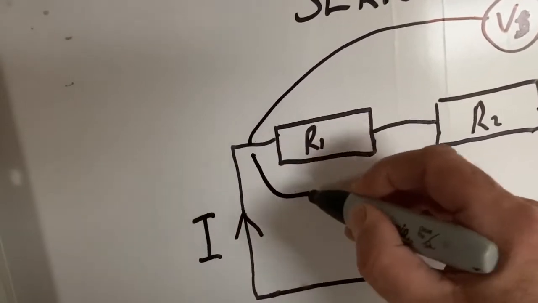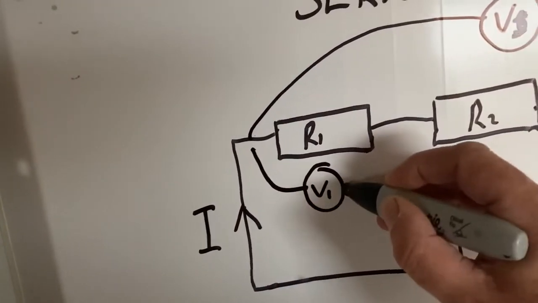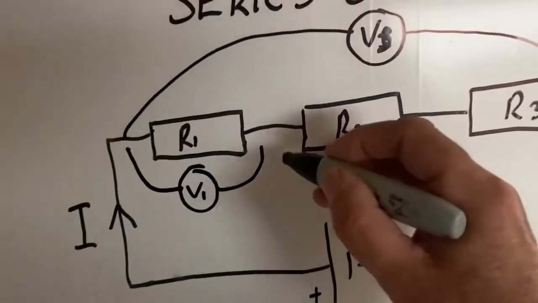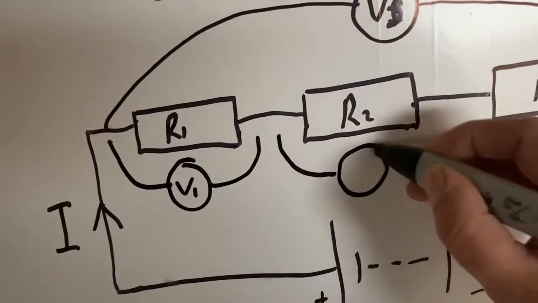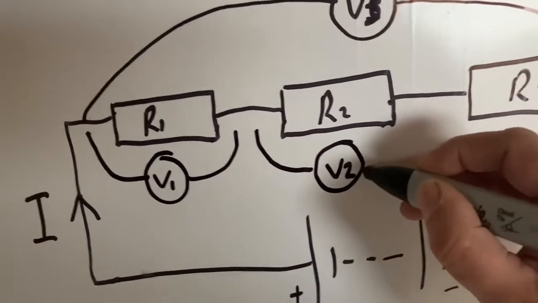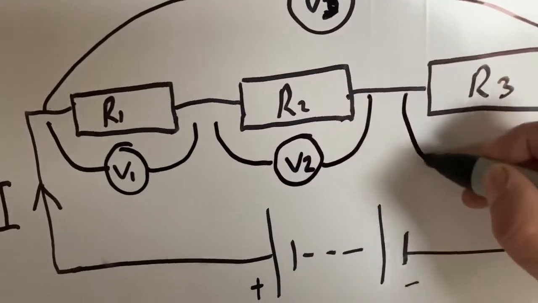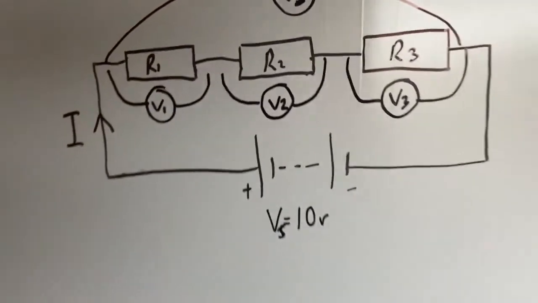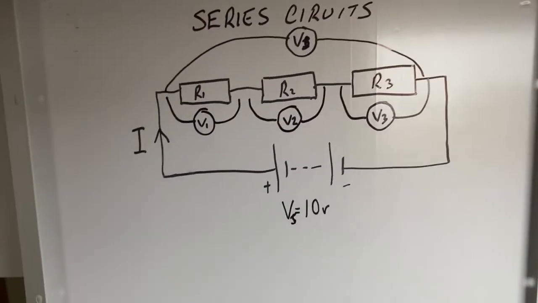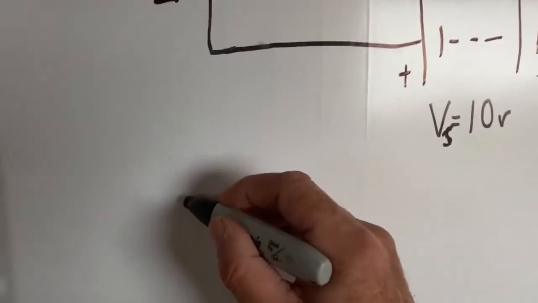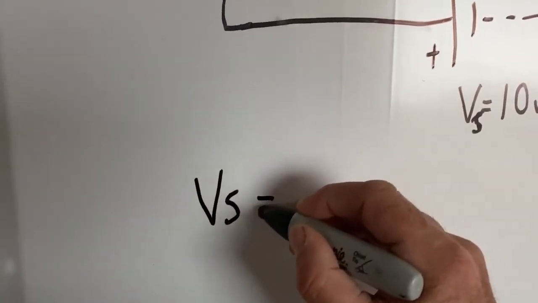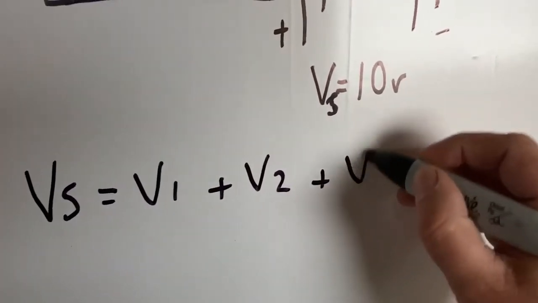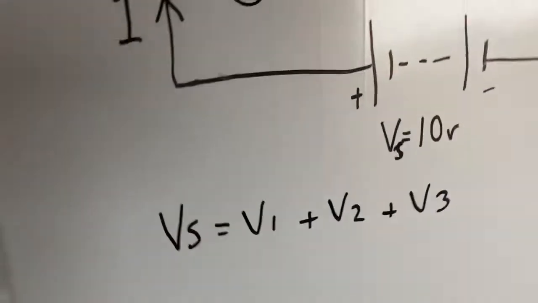So across this resistor is V1. If you remember what V was, voltage, pressure. Across this resistor would be V2, and across this resistor would be V3. So how does that circuit balance? Well, quite easily really. VS equals V1 plus V2 plus V3. So the circuit balances, yeah?